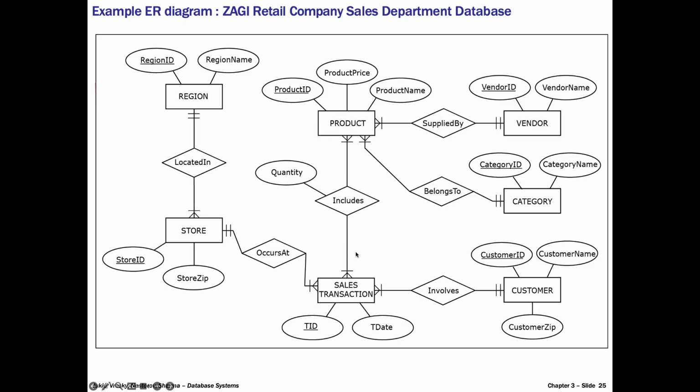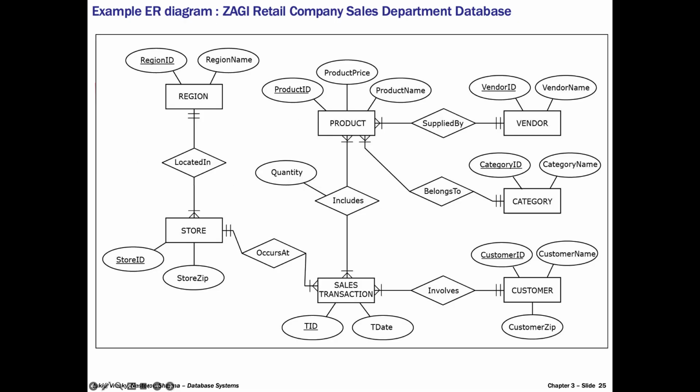And then the relationship between product and vendor is defined as one-to-many, because one vendor can supply many products, but each product is assumed to be produced by or supplied by only one vendor. And then our sale transactions are happening at some stores, right? And those stores can be located in different regions.